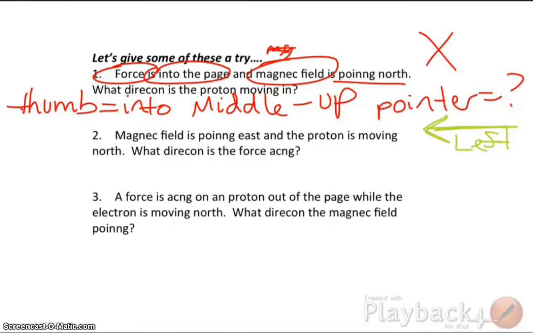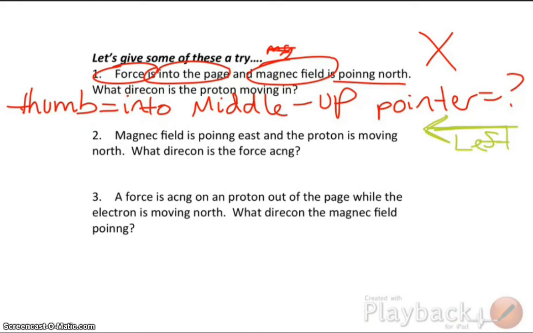Okay, so set up your hand. Double check. Is your thumb pointing into the page? Is your middle finger pointing up? Okay, your pointer finger should be pointing left. If you're using your right hand, also check to make sure you're using your right hand. If you're using your left hand, you will be backwards every single time.